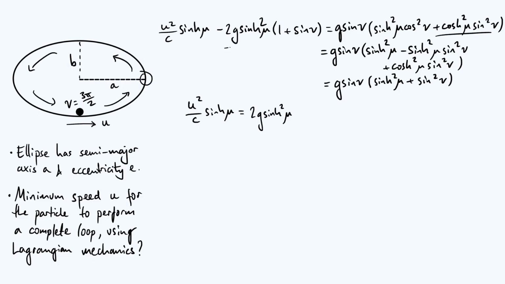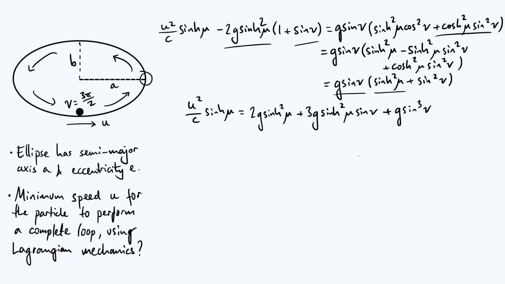You're going to get also 2g sine squared mu sine nu. But there's another one of those terms, same type of term, already on the right hand side: g sine nu sine squared of mu. So you've got 3 of those in total. So I'm going to put here plus 3g sine squared of mu sine nu. And finally, you've got g sine nu times sine squared of nu, which is plus g sine cubed of nu.